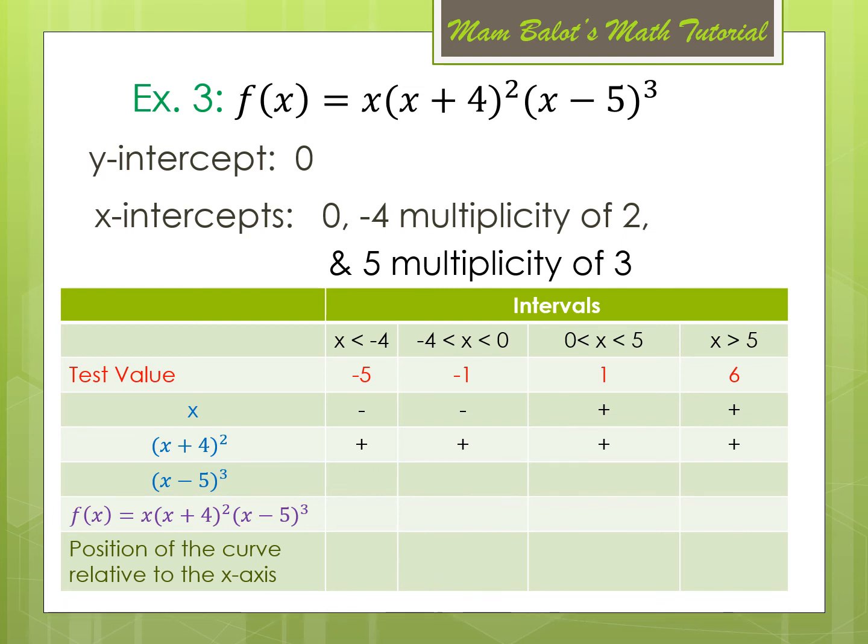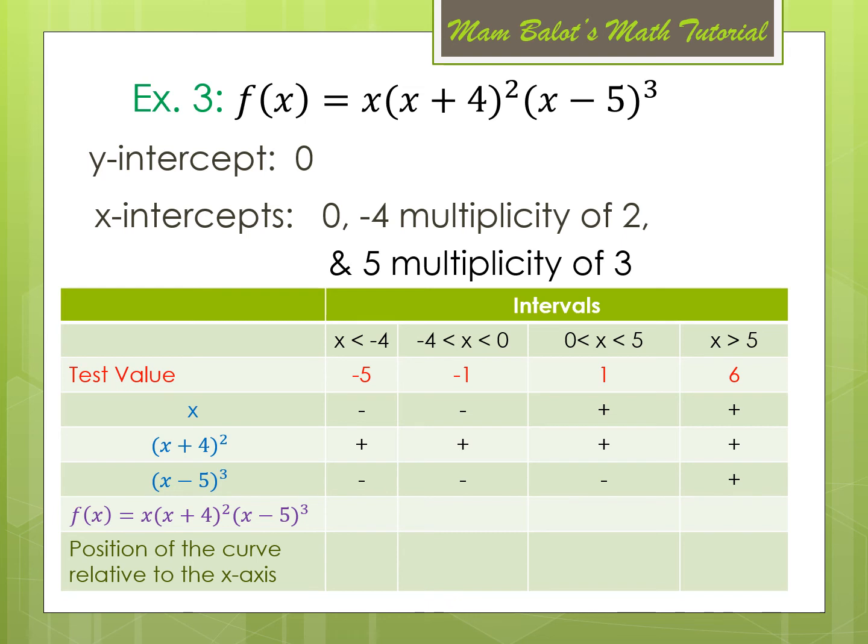And then the next factor, which is x minus 5 cubed, we have negative 5 minus 5 is negative 10. Then negative 10 cubed is negative 1000. So the result is negative. Then if we have negative 1, negative 1 minus 5 is equal to negative 6. And then negative 6 cubed is equal to negative 216. So the result is also a negative. Then if we have 1 for the next column, 1 minus 5 is negative 4, and negative 4 cubed is negative 64. So the result is also a negative. And for x is equal to 6, 6 minus 5 is equal to 1. Then 1 cubed is also 1, so the result is a positive.